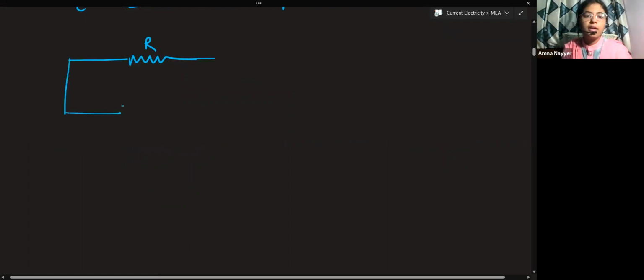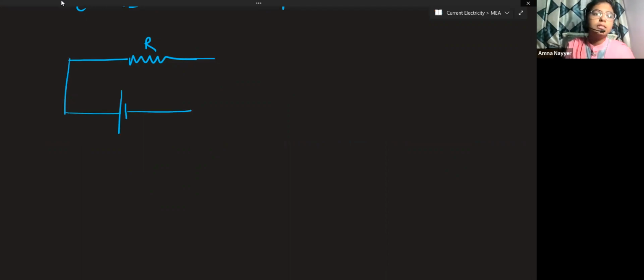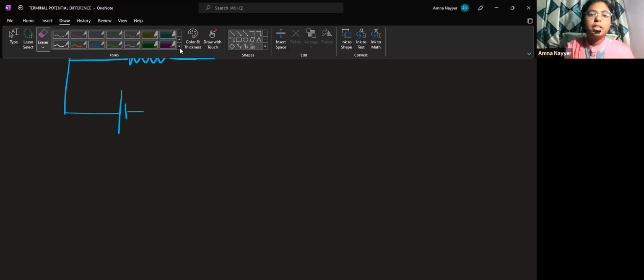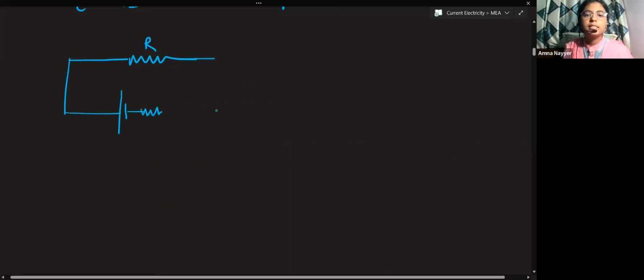Now we have connected it to a battery. The battery is having its internal resistor. So this is small r, and this is the EMF of the battery, of the cell. Now let me say current I is flowing through it. Current I is flowing through the circuit.